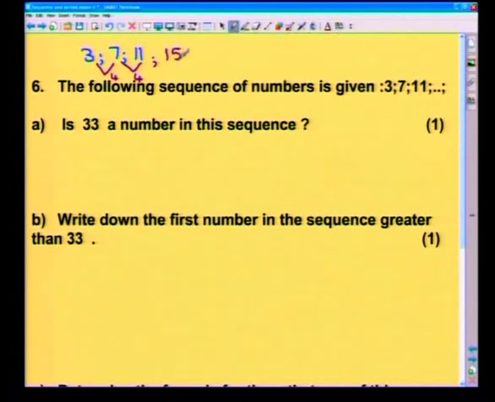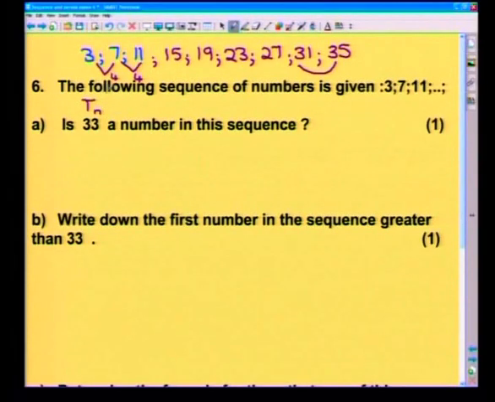So it'll be 15. It will be 19. It would be 23. It would be 27. It would be 31. And it would be 35. Eek, you can see that 33 will not be in the sequence. Now, that's all very well while I ask you something small. But what happens if I said to you, is 3,333 a term in the sequence? Then it wouldn't be such fun.